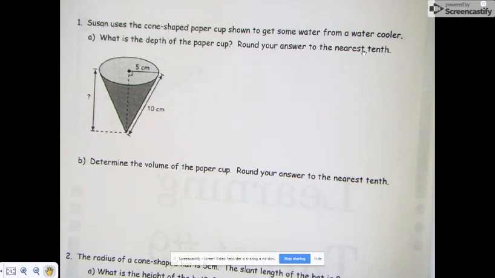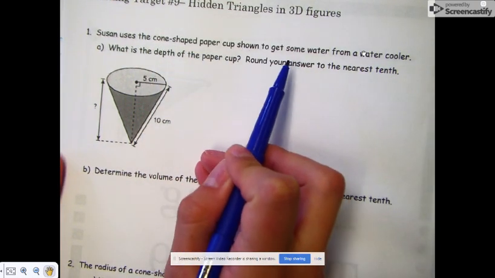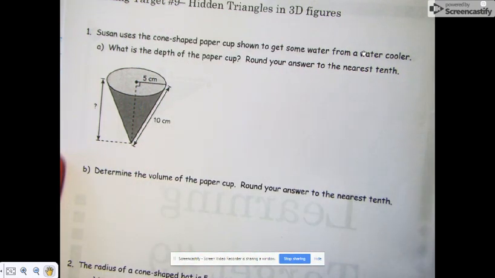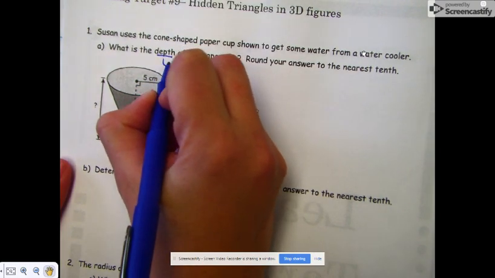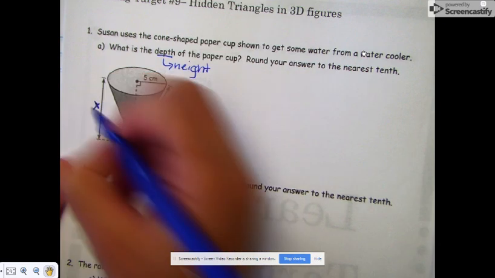So if you remember, let's read it here. It says Susan uses a cone-shaped paper cup to get some water from a water cooler. What is the depth of the paper cup? So the depth of the paper cup is another word for height. Okay, and that's this part here.